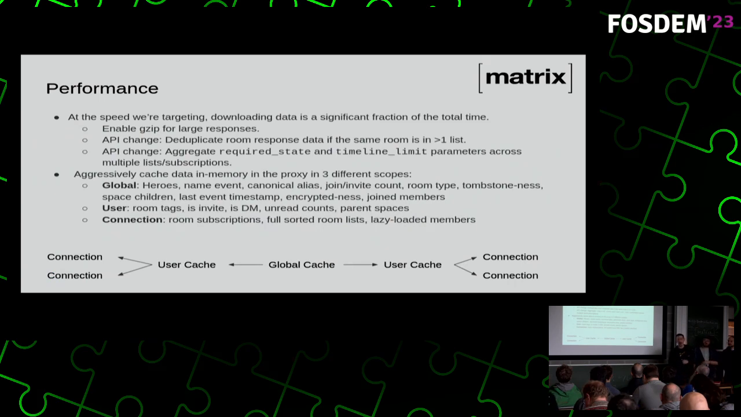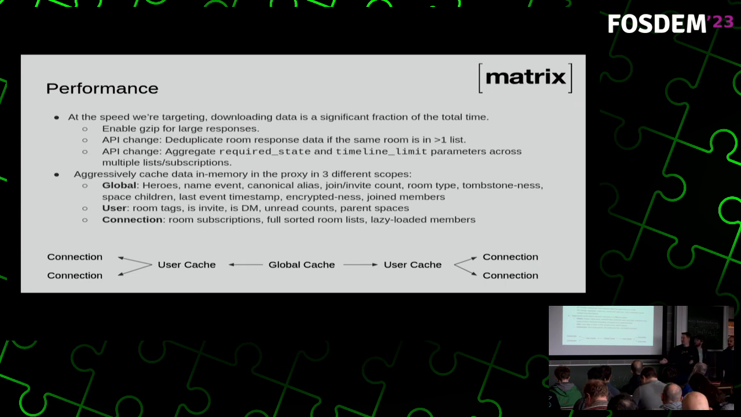And also, if you are aiming for 100 milliseconds, the actual amount of data you send is important, because this starts to become quite a large factor in the total time it takes. We can do simple things like deduplication and enabling gzip for large responses, which we now do. As well as that, we can aggressively cache things in memory wherever possible, so we don't have to query the database when clients send a request.